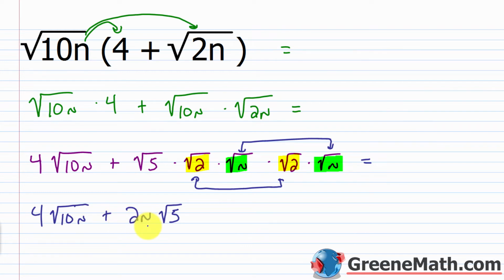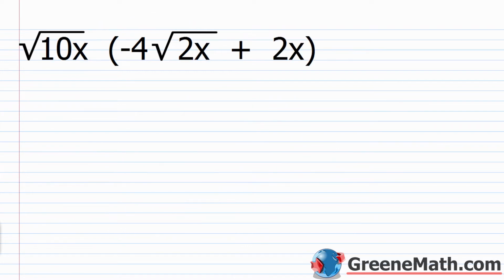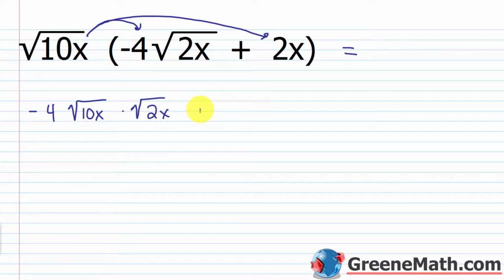All right, so for the next one, I have the square root of 10x times the quantity negative 4 times the square root of 2x plus 2x. So again, I'm going to use my distributive property here. So this times this, and then plus this times this. All right, so we're going to have that negative 4 out in front times the square root of 10x times the square root of 2x, then plus, I'm going to put 2x out in front times the square root of 10x.